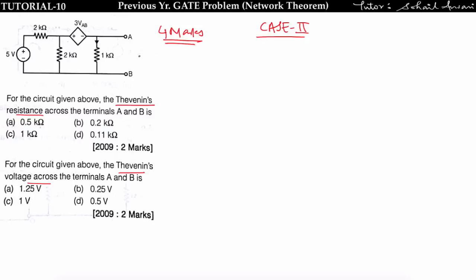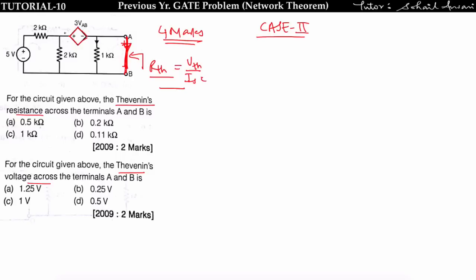Now find RTH. We cannot find RTH directly here. Why? Because we don't know the resistance offered by this voltage source. So we will find RTH indirectly. First we will find the VTH across this terminal, then I will find the short circuit current across this terminal, and the ratio of VTH upon ISC will give me RTH. So first find the VTH across this terminal.